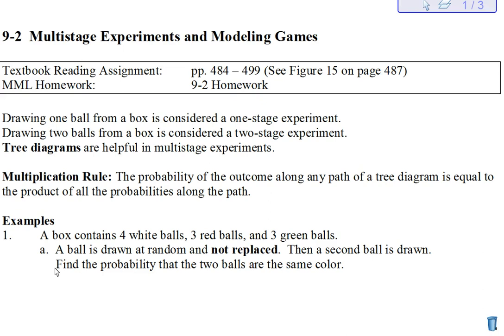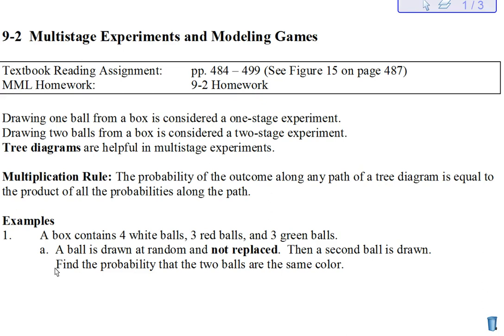Tree diagrams are helpful for writing out the sample space, all of the possibilities of the things that could happen in that experiment. It's not mandated that you use a tree diagram. That's completely there to be helpful. So if you do a few and realize that you don't always need those, that's fine too. The multiplication rule is that the probability of an outcome along any path of the tree diagram is equal to the product of all the probabilities along the path. And as we do examples 1 and 2, I'll show you how that multiplication rule works.